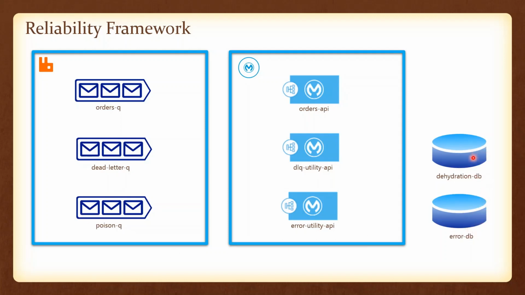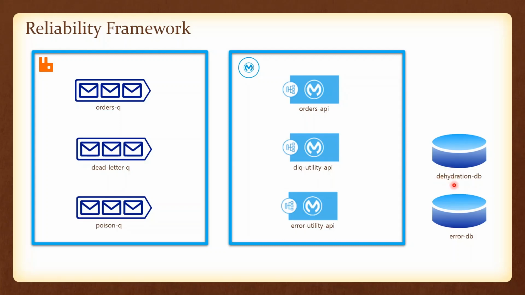The dehydration DB will store all the data which will have some sort of an expiry, which means that those messages can be retried after a certain interval of time because they had some transient errors. The transient errors could be errors which might occur due to connectivity, and after some period of time it gets resolved automatically, so no manual intervention is required as such.